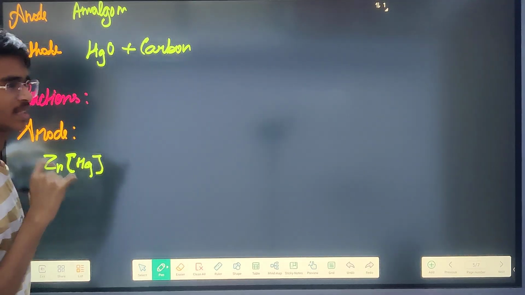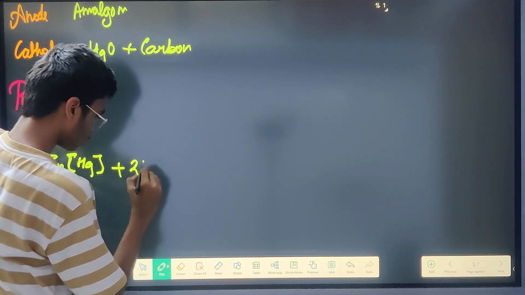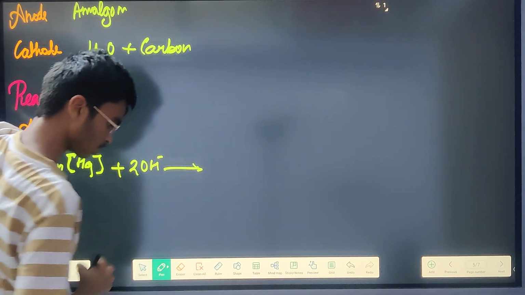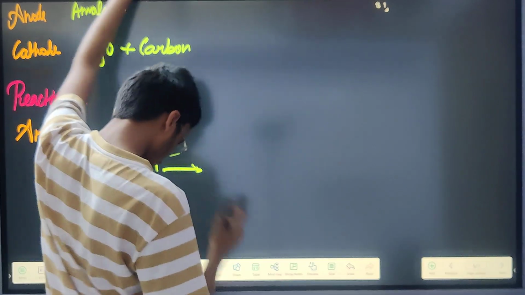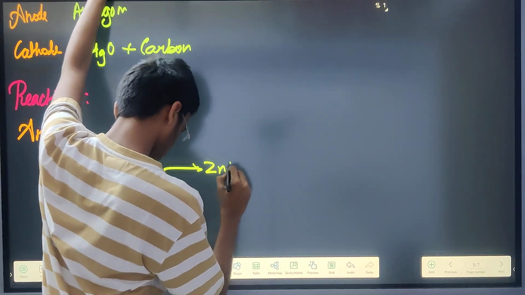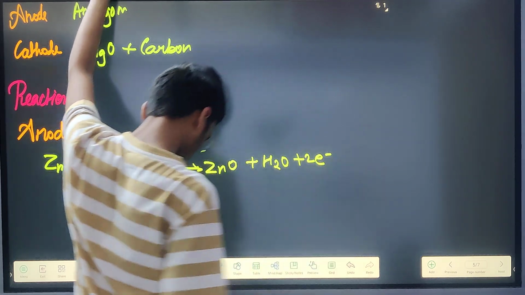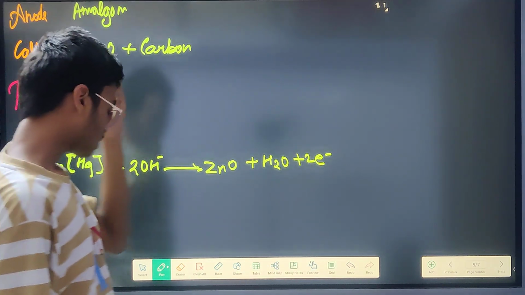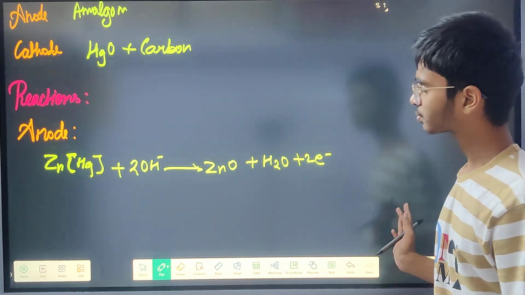Oxygen is not in the reactivity series. So plus 2OH minus gives rise to ZnO plus H2O plus 2 electrons. Okay, so ZnO plus H2O plus 2 electrons. This is what the reaction is.